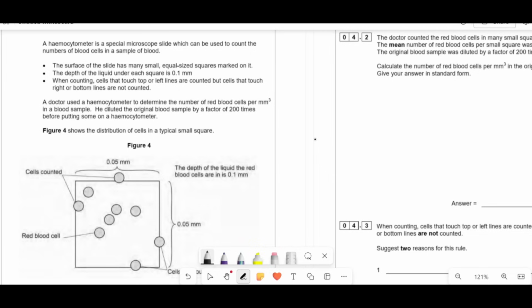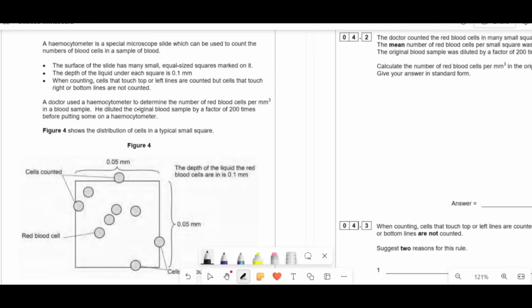A hemocytometer is a special microscope slide which can count the number of blood cells in a healthy sample of blood. The surface of the slide has many small equal-sized squares marked on it. The depth of the liquid under each square is 0.1. So you've got these little squares, and underneath it, it's got a depth of 0.1. Now, when counting these, cells that touch the top and left lines are counted, but the cells that touch the right and bottom are not.